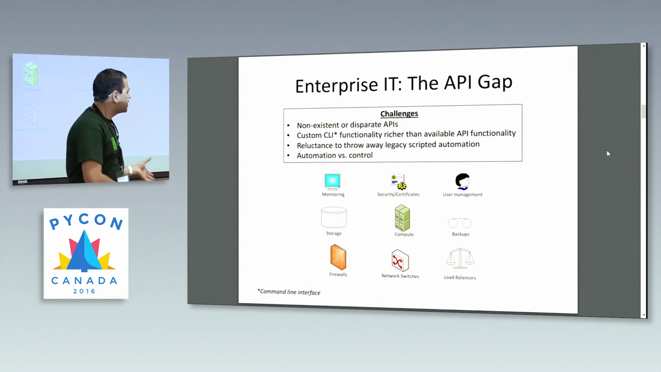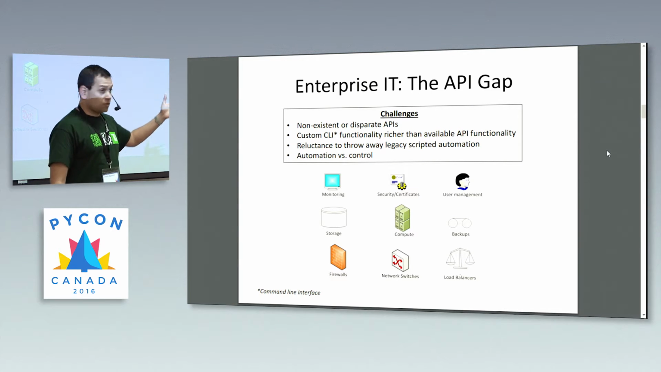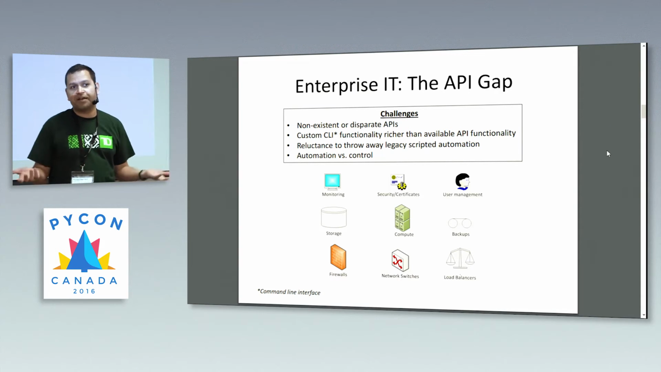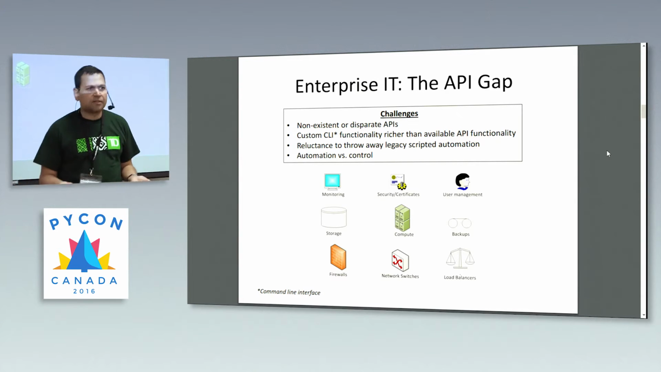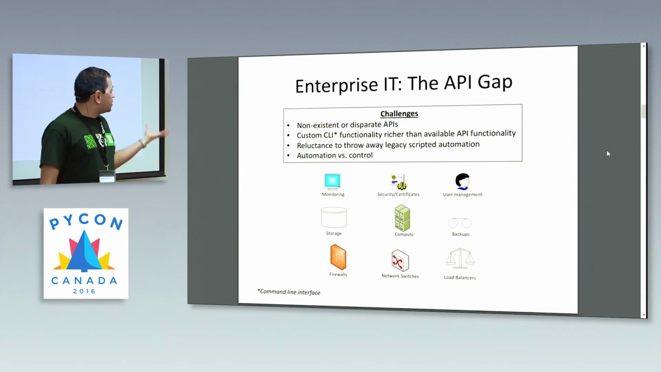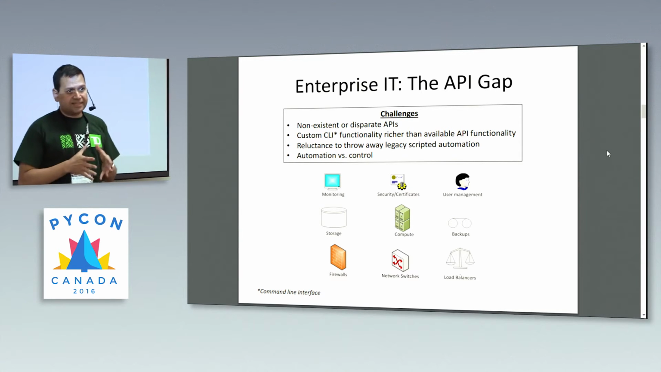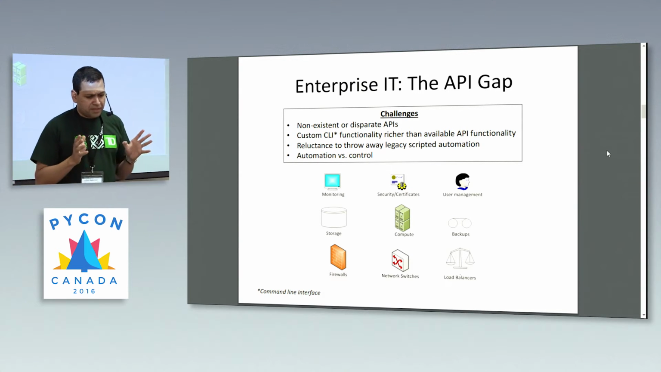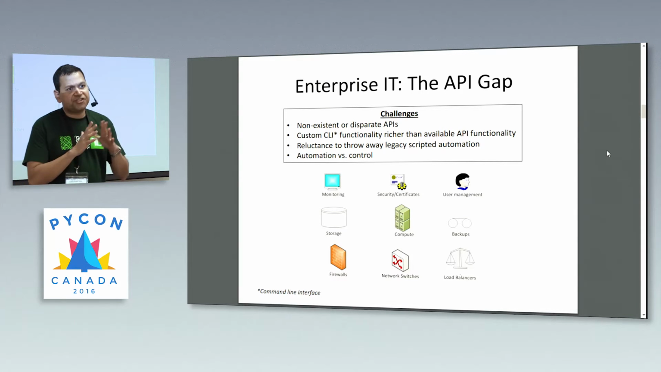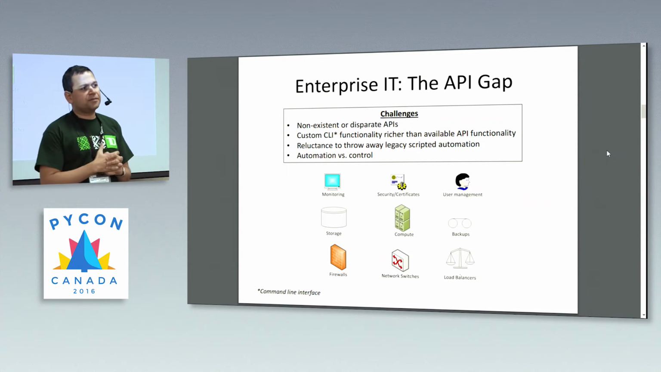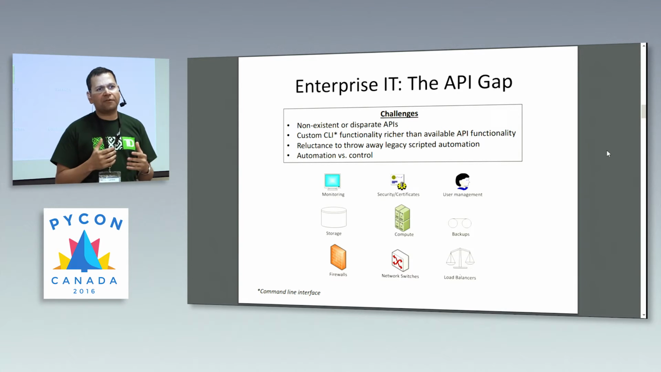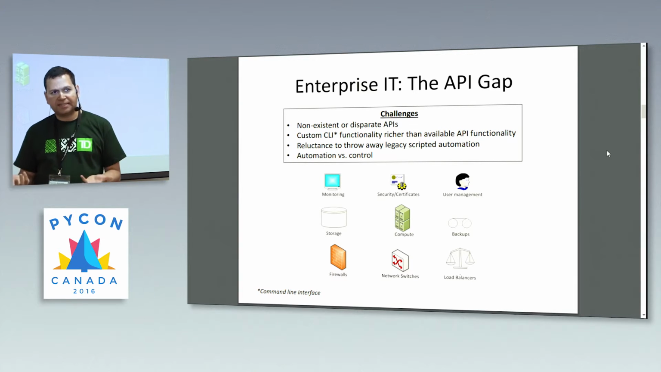There's a NetApp API, there's an OpenStack API. There are APIs for load balancers. F5, which is one of the enterprise load balancers out there, has an API, and so on and so forth. But even when they do exist, they're very generic, and they may not fit the bill of what an organization really needs.